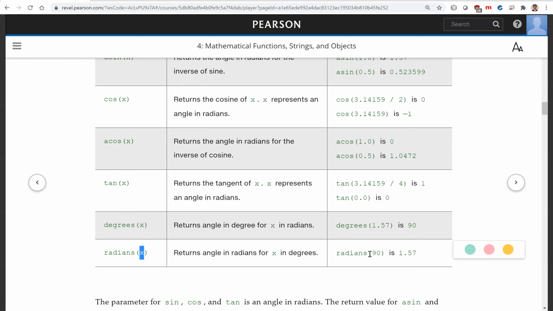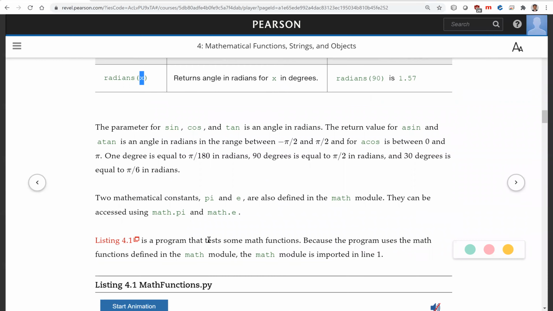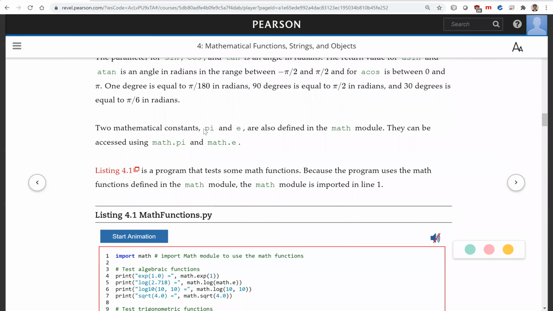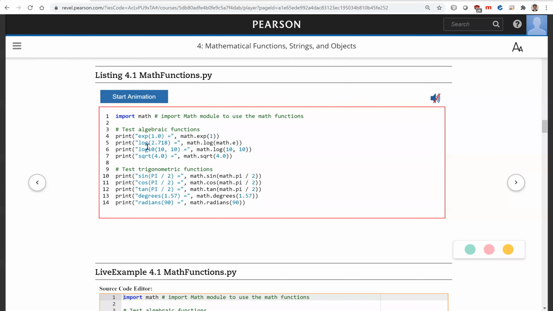So radians(90) is pi divided by 2, that's 1.57. And degrees(1.57) is 90 degrees here. Two mathematical constants, pi and e, are also defined in the math module. They can be accessed using math.pi and math.e. So here's the test program using all these functions.